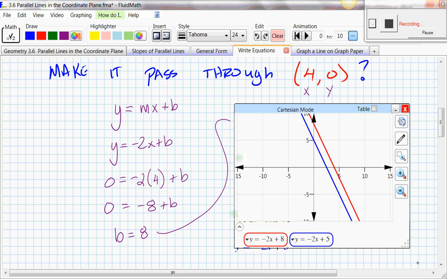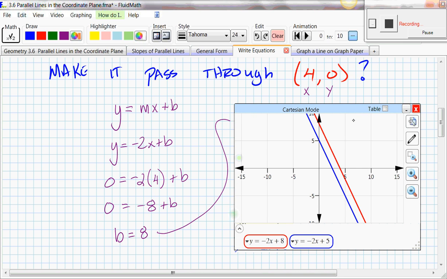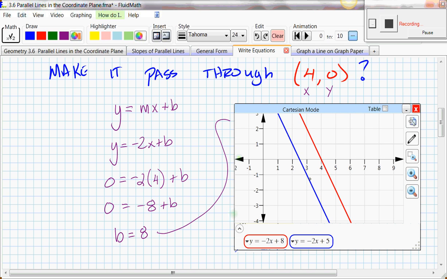Well, they sure do look parallel. The only question is, does my line, which was negative 2x plus 8, go through the point 4, 0? So let's zoom in and move over. Yep, it sure does. Right there, my line goes through the point 4, 0 and is parallel to the original line, which was negative 2x plus 5. So I know I did it right.